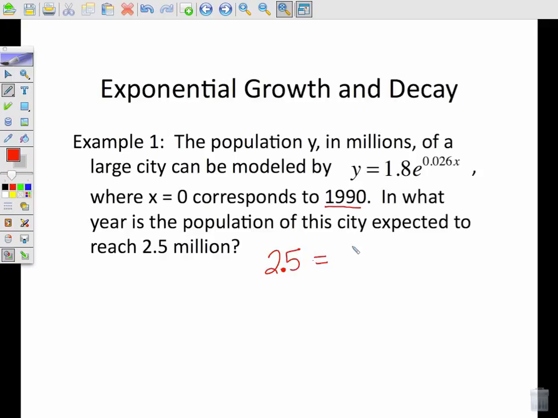So we go 2.5 million equals this model of 1.8. That must be the initial population at 1990. And this 0.026 is the growth rate. We would take 2.5 and divide it by 1.8.